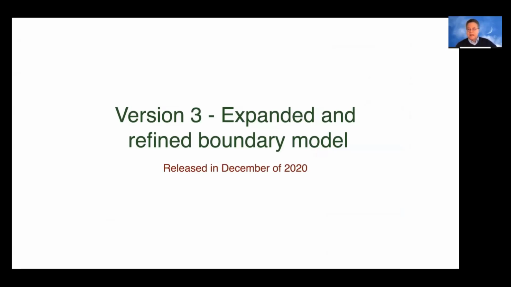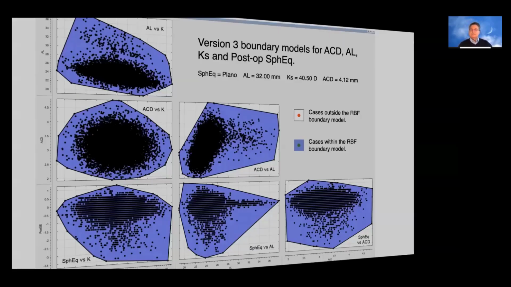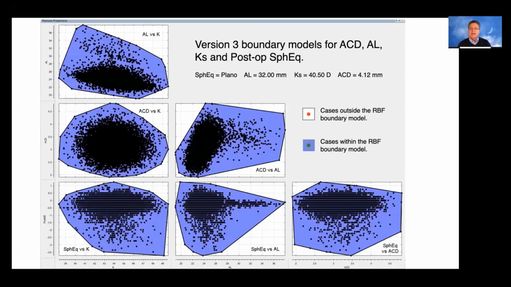And we're very excited about this because this is the culmination of about 2 years of additional work to bring the RBF calculation method to this level. So here's a boundary model set up for version number 3, and we're going to have a very unusual eye. It's an extreme axial myope, 32 millimeters, very flat Ks, very steep, a very deep anterior chamber. And take a look at all the data points. They're all within the boundary models.